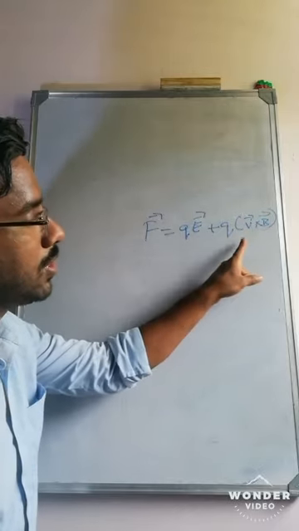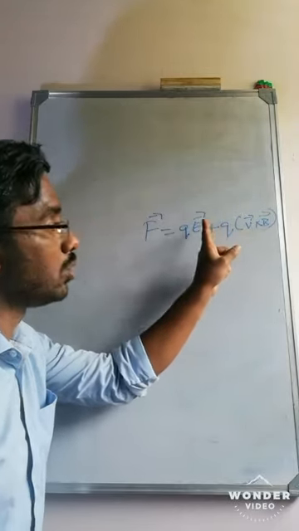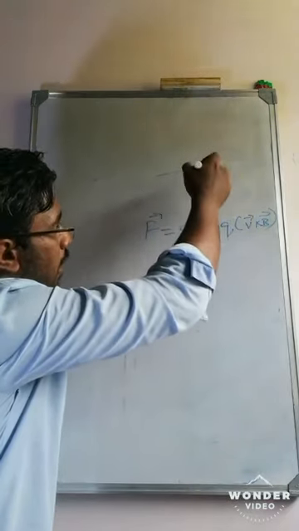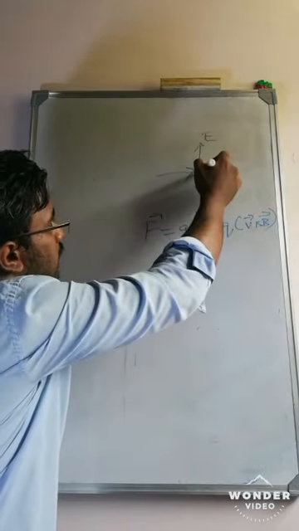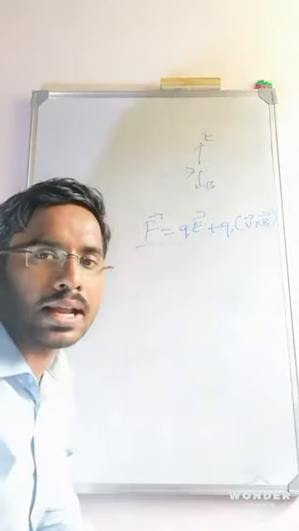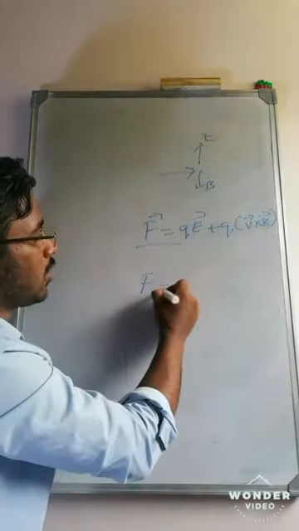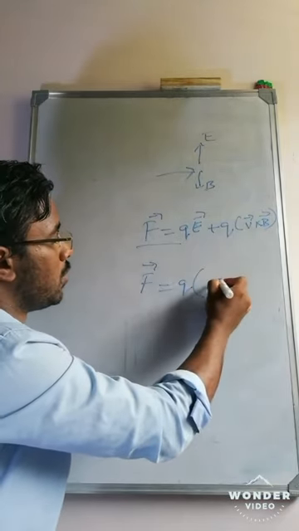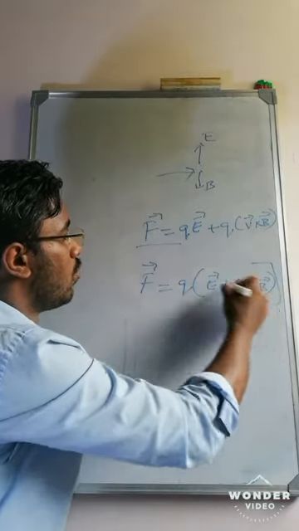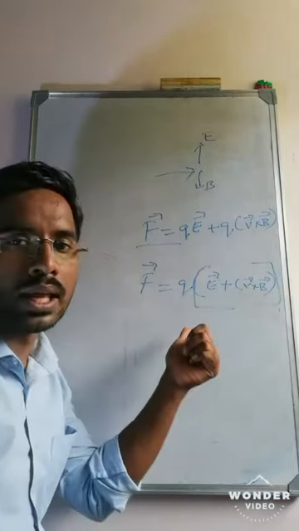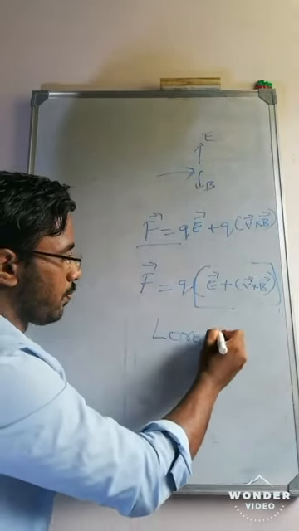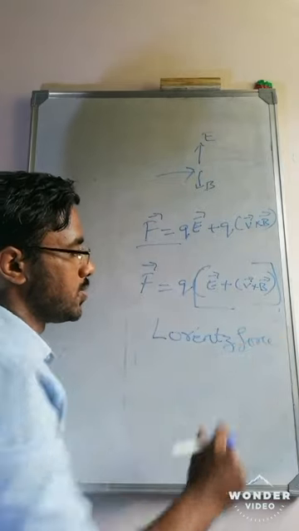In the previous video I told you about the force acting on a charge moving only in a magnetic field. Now a charge is moving where there is both an electric field as well as a magnetic field. So this is the expression for the force on a charge moving in both an electric field and a magnetic field. In general, I can take Q common: F is equal to Q into E plus V cross B. This force we call the Lorentz force. Thank you.